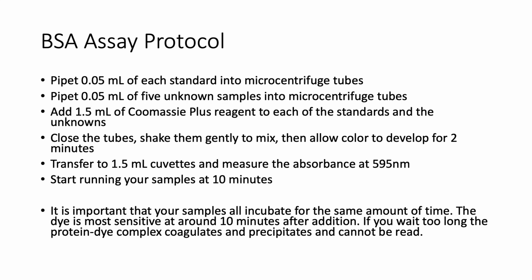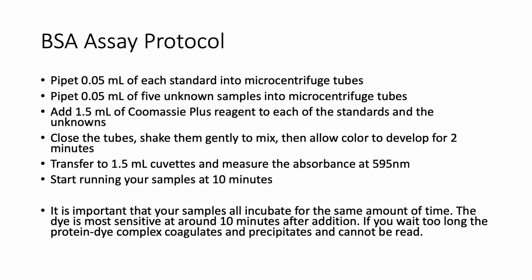And you will close the tubes, shake them, allow the color to develop for 2 minutes, and then at 2 minutes you will pour all of your samples into cuvettes. In this case, we will be using smaller cuvettes than what you used for the last samples, but they go in the same instrument. You'll transfer your samples to the cuvettes, and then you will measure the absorbance at 595 nanometers. The program on the UV-Vis instruments is set up to go to that wavelength when you click on it.